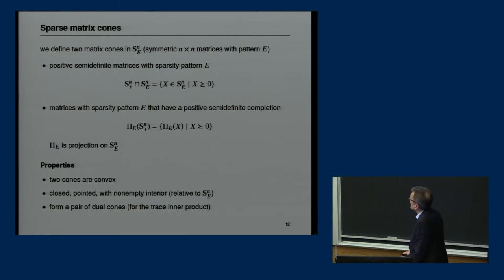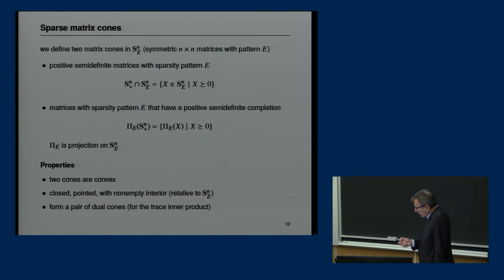And then you can show that in general, without assumptions on the sparsity pattern E, these cones are convex. They're closed, pointed, they have non-empty interior, and they're also duals of each other. So they form a pair of dual cones in the space of sparse matrices. That's true for a general sparsity pattern. And if the sparsity pattern is chordal, then you can characterize these two cones in a very simple way.